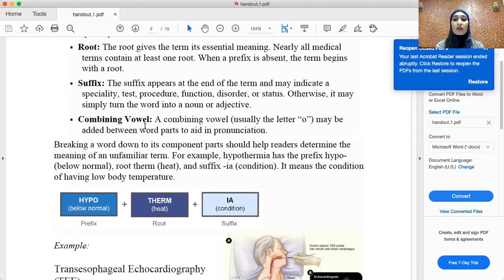Combining vowels. In most medical terminologies, the prefix, the root, and the suffix are combined by a vowel. This vowel is O. Like the example that I said, cardiology. Cardi means heart, or cardio means heart. So what is the function of the vowel O? The vowel O is used in order to combine cardi and logy. So cardiology, right?